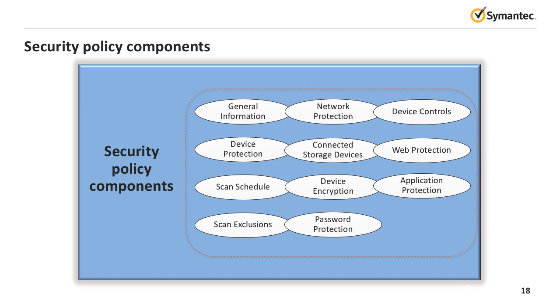Components of protection that can be used in a security policy are device protection, scan schedule, scan exclusions, network protection, connected storage devices, device encryption, password protection, device controls, web protection, and application protection. Combined, these components offer a defense in-depth security solution.